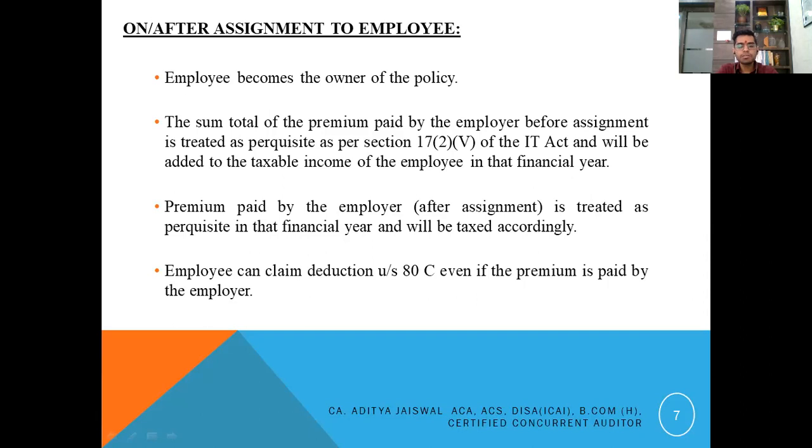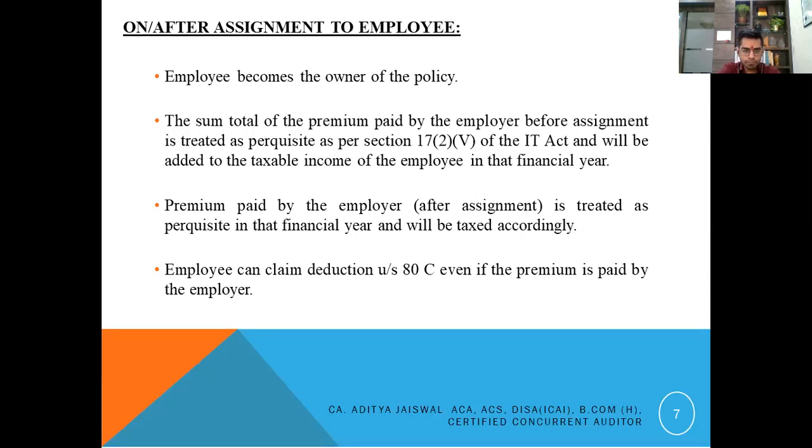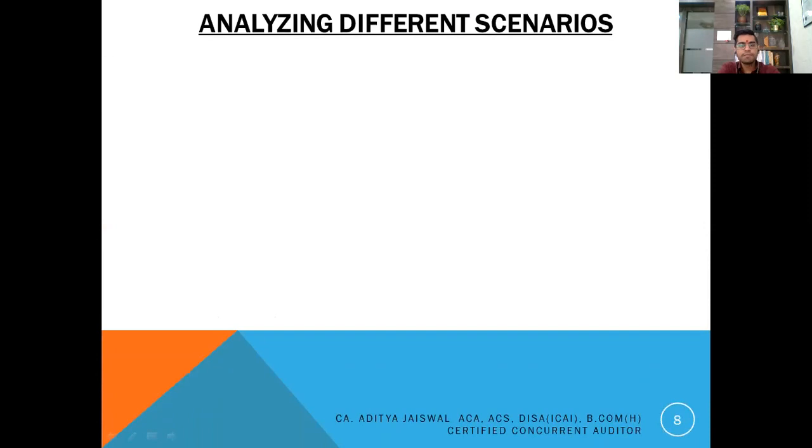Employee can claim deduction under Section 80C even if the premium is paid by the employer. So, in a nutshell, before assignment, 80C deduction is not available to the employee. After assignment, 80C deduction is available to the employee even if the premium is paid by the employer. Let us analyze different scenarios.